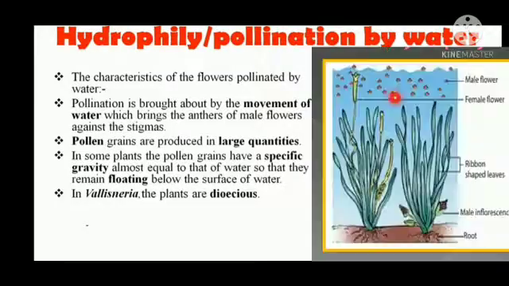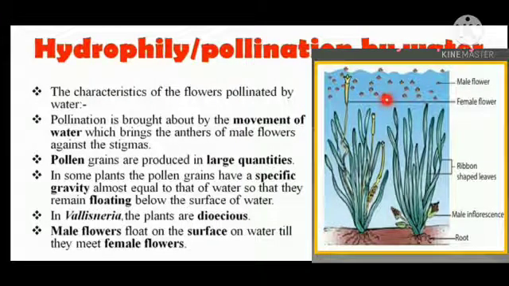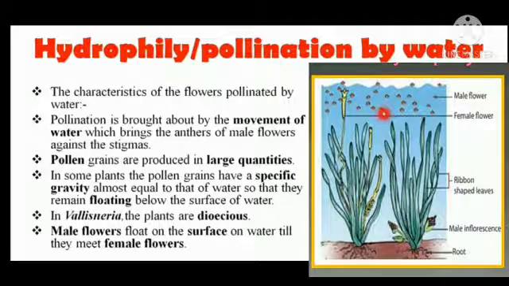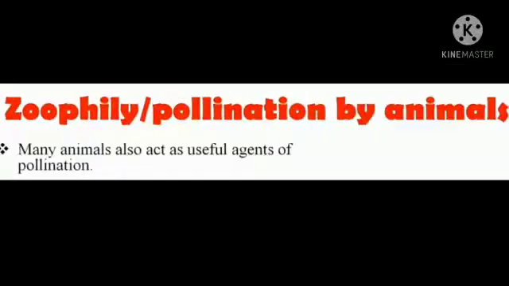In Vallisneria, the plants are dioecious, meaning female flowers are borne on one plant and male flowers on another plant. And in this case, the male flowers detach and float on water till they meet the female flowers.